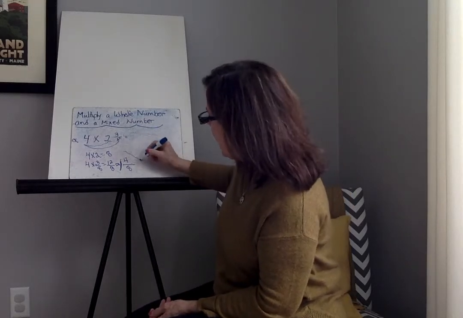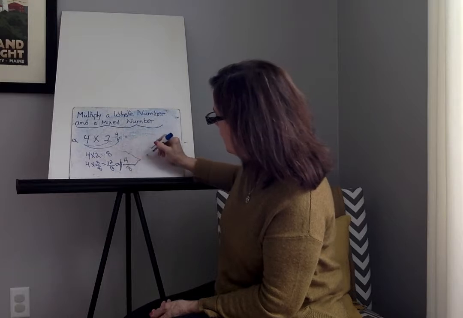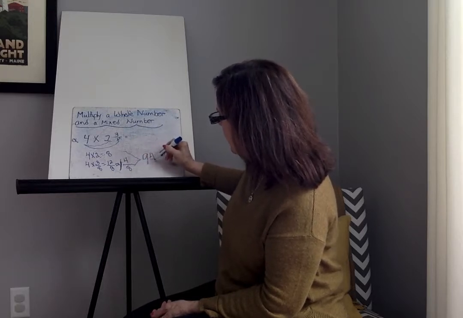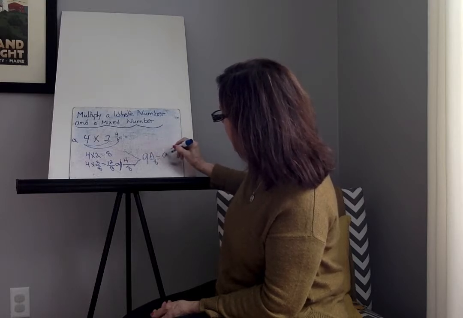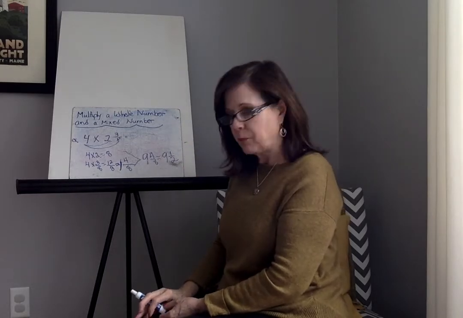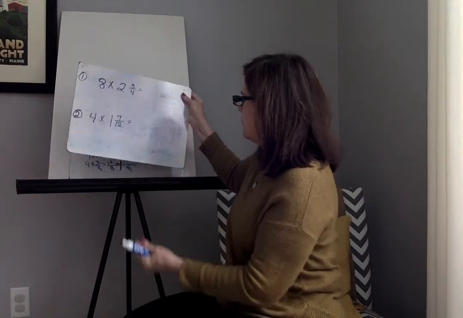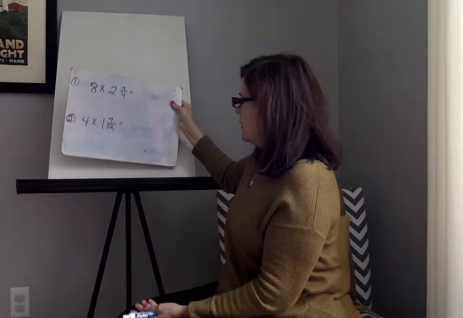So now we're going to add those together. 8 plus that whole number, 1, is 9. And then 4/8. And we could make that 9 1/2 if we wanted to reduce it. All right? All right, let's try 2 more. That was our example.